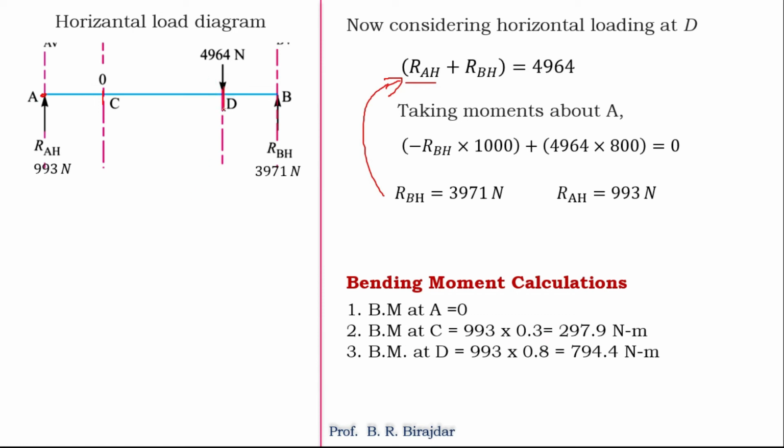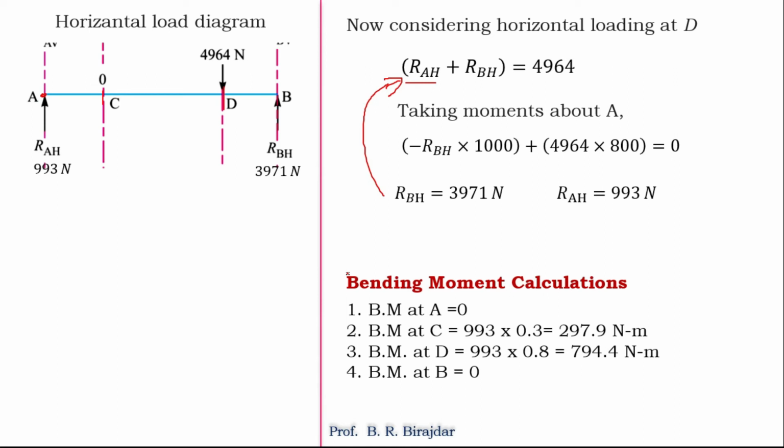Now bending moment at D, again towards the left hand side only one force, that is 993 into the distance 0.8 meter, right? So therefore we have only one force and the perpendicular distance. So 794.4 Newton meter is the bending moment we will get at point D, and at the last, the bending moment at point B, it is the end point, its support, we will get 0.